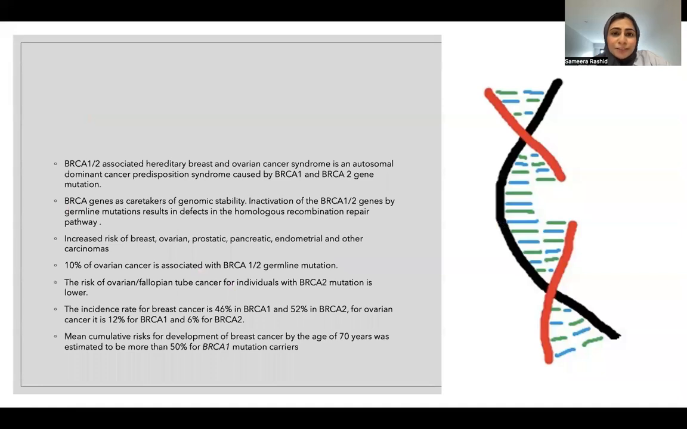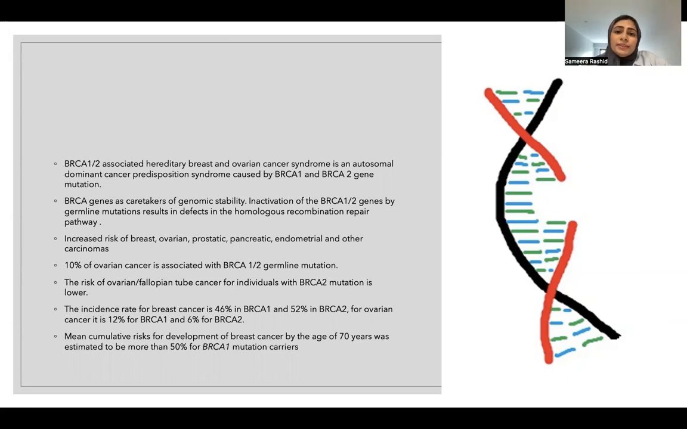Now, it is not possible to talk about fallopian tube pathology and not talk about BRCA mutation. BRCA1 and 2 gene mutations are associated with hereditary breast and ovarian cancer syndrome, which is an autosomal dominant cancer predisposition syndrome. BRCA genes are basically caretakers of genomic stability, and inactivation of BRCA1 or 2 by germline mutation results in a defect in the homologous recombination repair pathway, which increases the risk for breast, ovarian, prostatic, pancreatic, endometrial, and many other carcinomas. In BRCA1 and 2 germline mutation, there is a 10% risk of ovarian cancer.